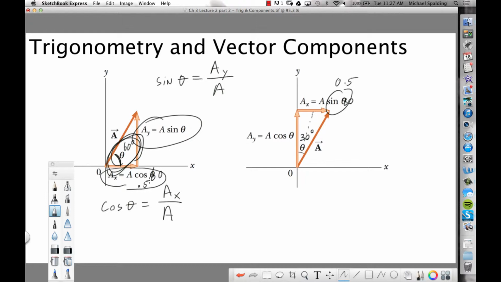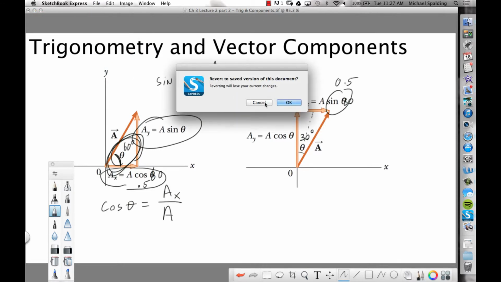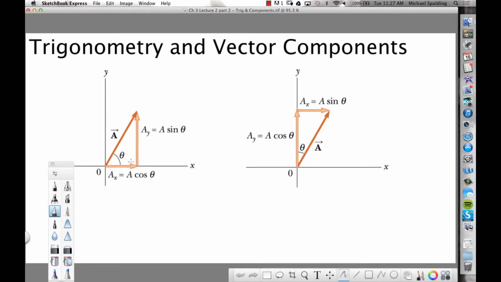Okay. So does this make sense? The key thing I'm showing you is you can show x component, y component. You can show it with your theta off the horizontal, which would be like this. Let me revert this. You could show your A sub x with your theta off the horizontal, or you could show your A sub x with your theta off the vertical, right? And then the trig that you would use would change because your theta is in a different spot.